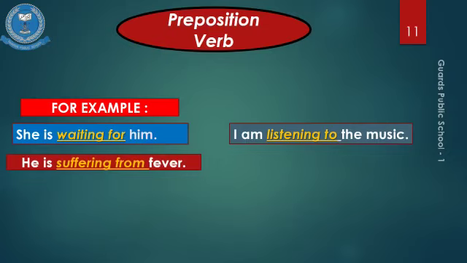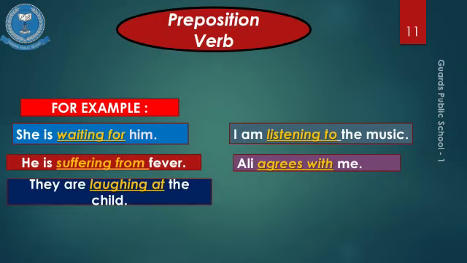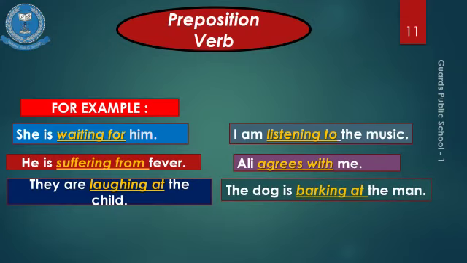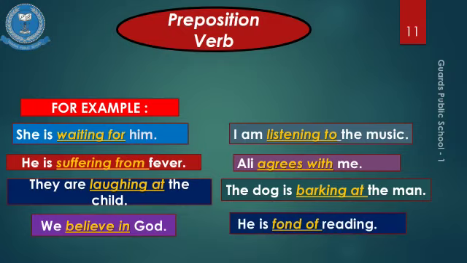Number 4, Ali agrees with me. Number 5, they are laughing at the child. Number 6, the dog is barking at the man. Number 7, we believe in God. And number 8, he is fond of reading.